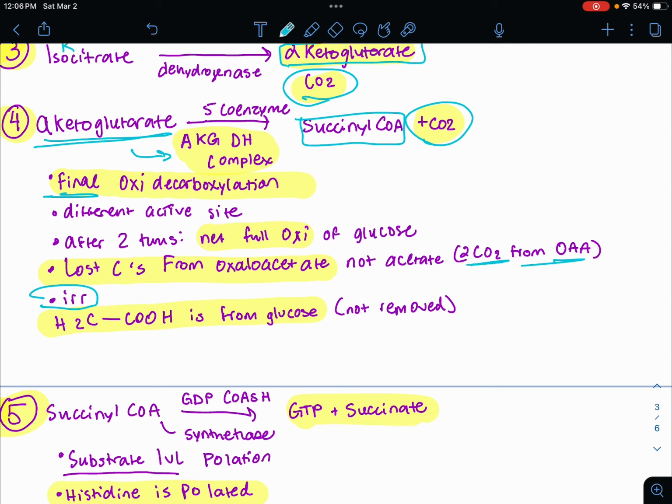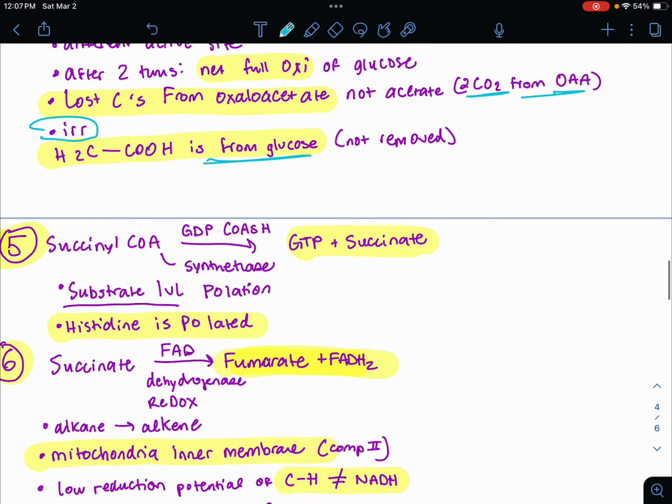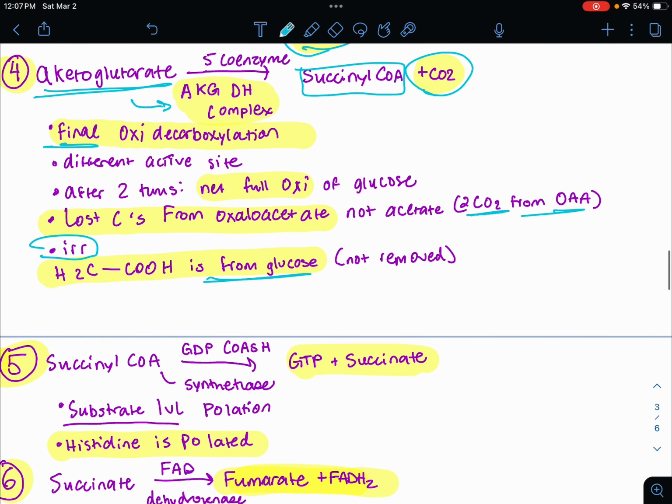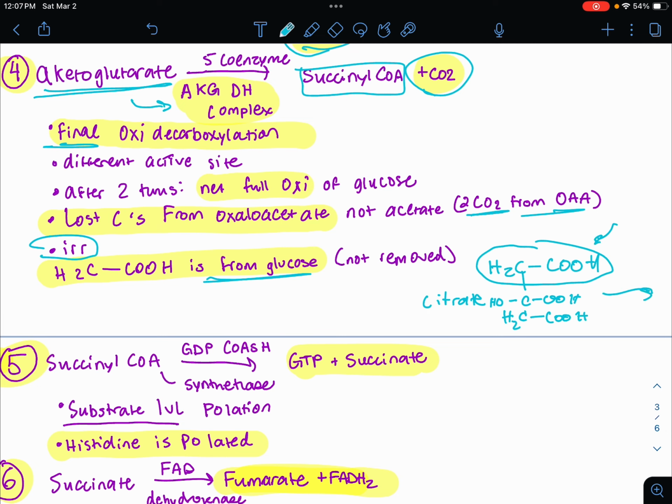Let me see if there's anything else. The CH2 to COOH is from glucose. That's the part of the molecule that doesn't change. Those are from glucose. I should probably draw that. So this molecule, from citrate down, you have this H2C COOH portion right here, and then you have COH, and then COOH, and then another one here, H2C COOH. This part, going forward in the reaction, came from glucose. This doesn't change. The CO2s, however, came from oxaloacetate.